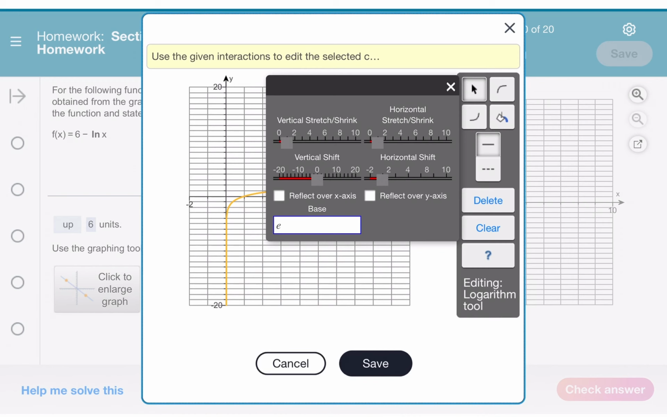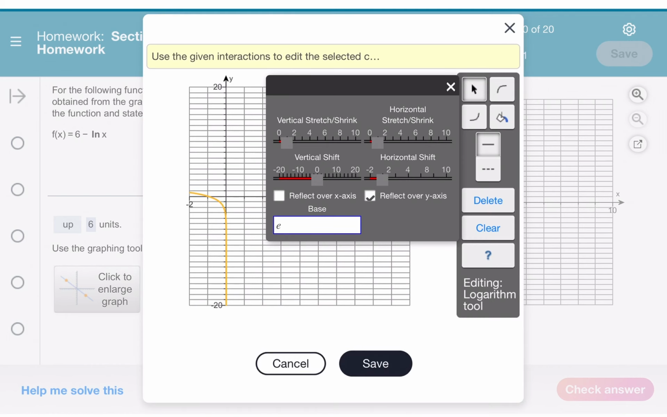So all we did, we started with the basic log function, and then we applied the two transformations. I think we reflected over the y-axis, so I'm just gonna click there. Sorry, not the y-axis. It was vertically over the x-axis. And then we moved it up by 6. So for this vertical shift, I'm going to drag it until I see 6 right there. And then that's it.